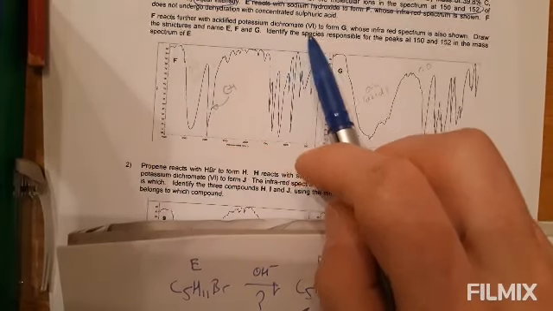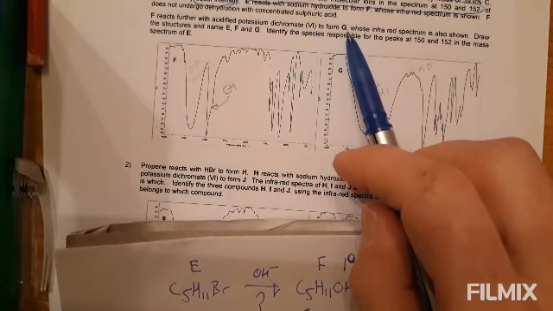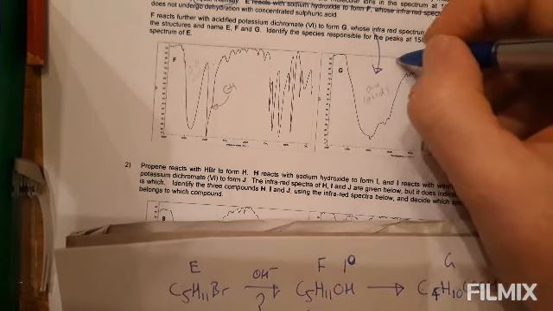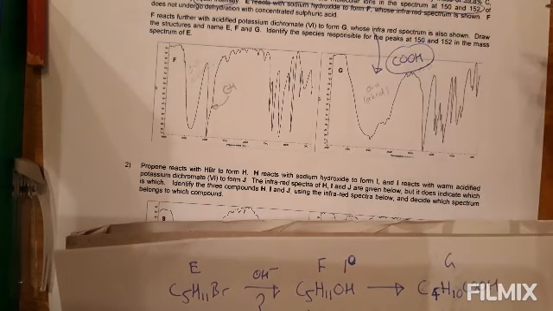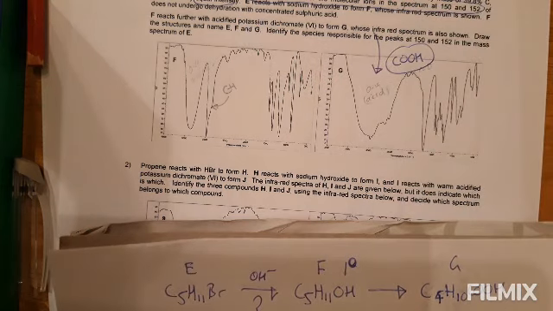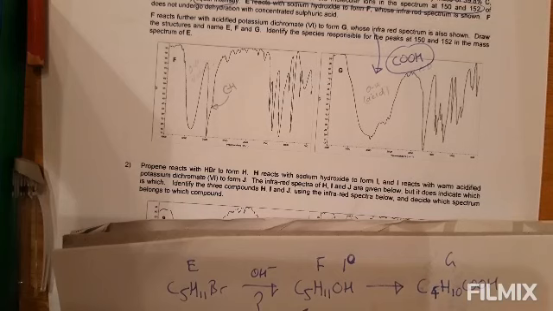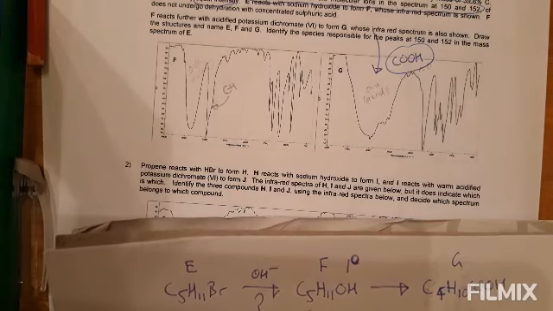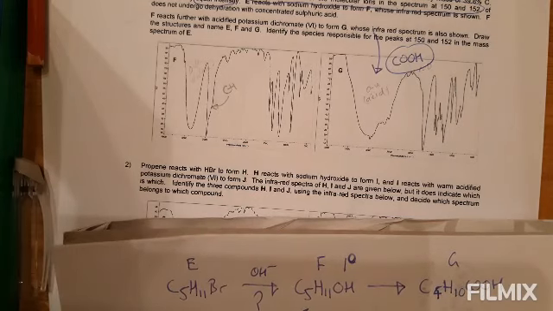F reacts further with acidified potassium dichromate to form G, whose infrared spectrum is shown. And its infrared spectrum shows me that we're dealing with a carboxylic acid by its shape. Draw the structures and name E, F and G. Even though this is called an infrared problem, this is really testing your organic chemistry knowledge. The infrared bit is simple. That's an alcohol, that's a carboxylic acid. Do you understand that? The difficulty of this question is not in the infrared spectrum. The difficulty is in knowing what all this other information means, this 'does not undergo dehydration' bit.